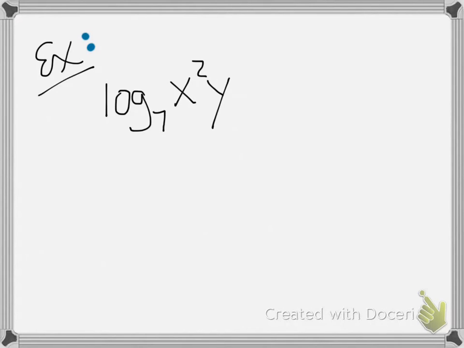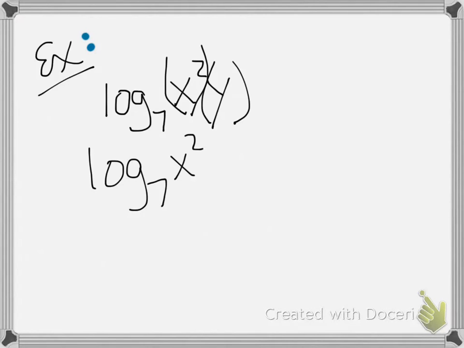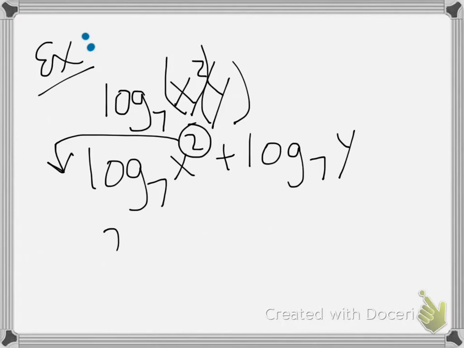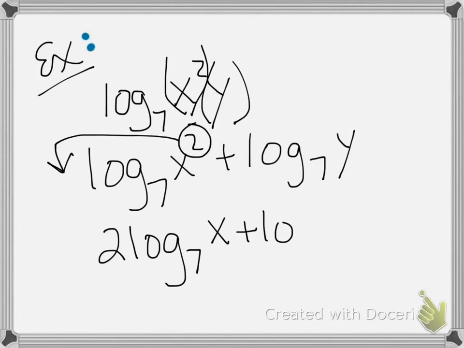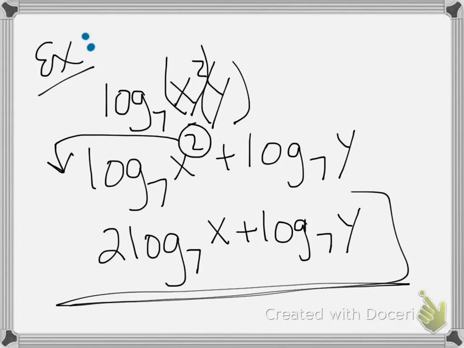The next one is log base 7 of x squared y. Now I have more than one thing happening here. I have x squared, and it is times y. So the first thing I'm going to do is rewrite this as log base 7 x squared plus log base 7 y. That splits up the multiplication part of my problem. Then when I have an exponent here, it can be moved to the front, so that makes this 2 log base 7 x plus log base 7 y. And this is totally expanded out, and there's a use for this, and mostly the use for this involves solving. But this is an expanded form. This is my solution.